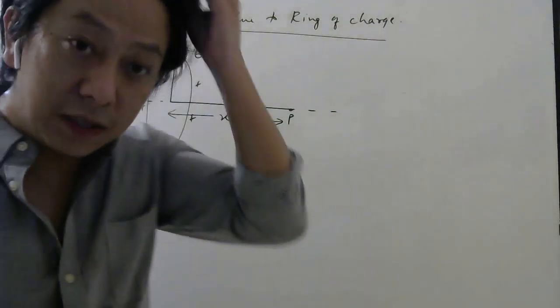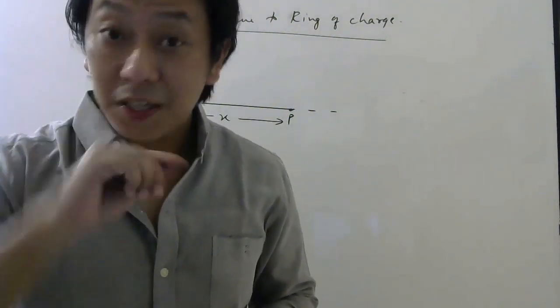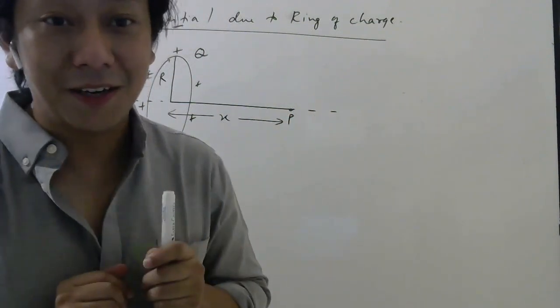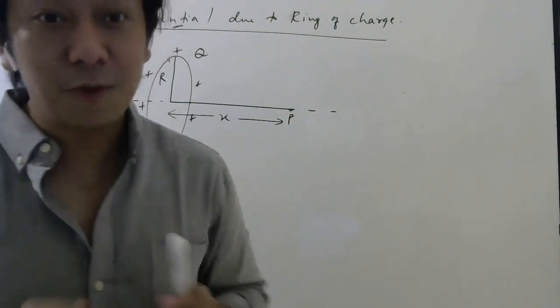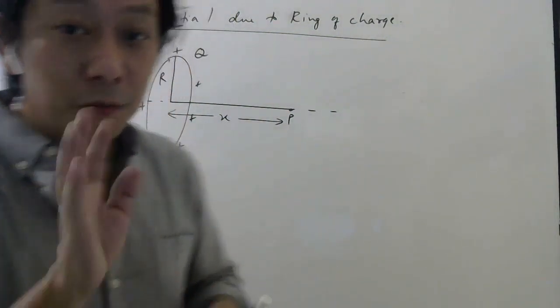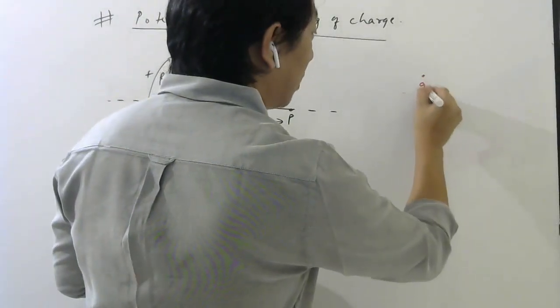Usually, in other derivations, if you remember, we knew the electric field, then we integrated. Here, the electric field formula is quite complicated, something like r square plus x square to the power 3 by 2 will come. So instead of using the electric field, we will use the definition of potential due to a point charge.